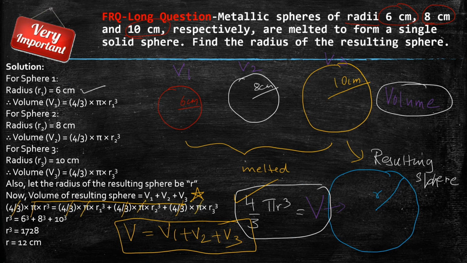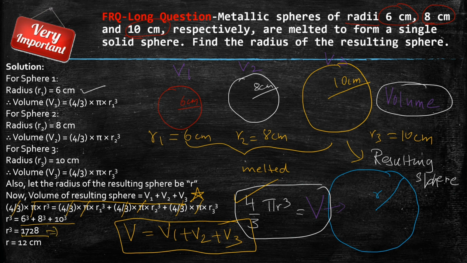And if you see what you are now getting, it will be the radius cube, the radius which you need to find, r cube, is going to be equal to r1 cube plus r2 cube plus r3 cube. Now you already know the radius of the first one is 6 centimeter, r2 is 8 centimeter and r3 is 10 centimeter. So just take the cube, 6 cube plus 8 cube plus 10 cube. Now here comes the role of your calculator. Plug in the values, simplify, add them all, and you will get 1728 as the cube of the radius.